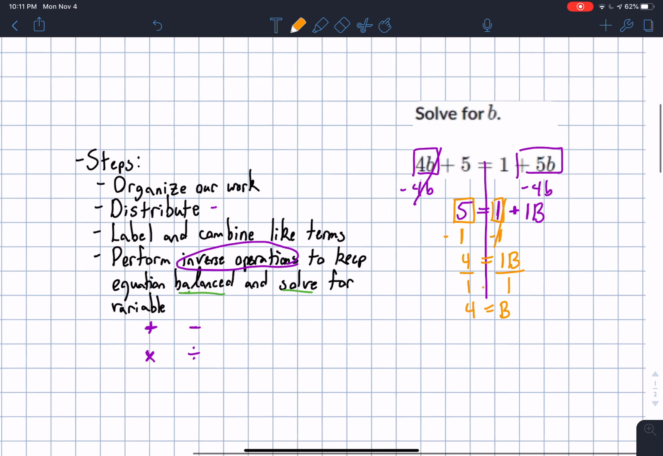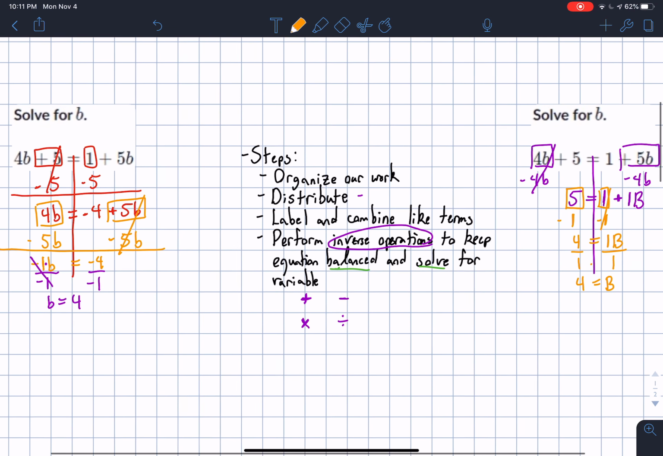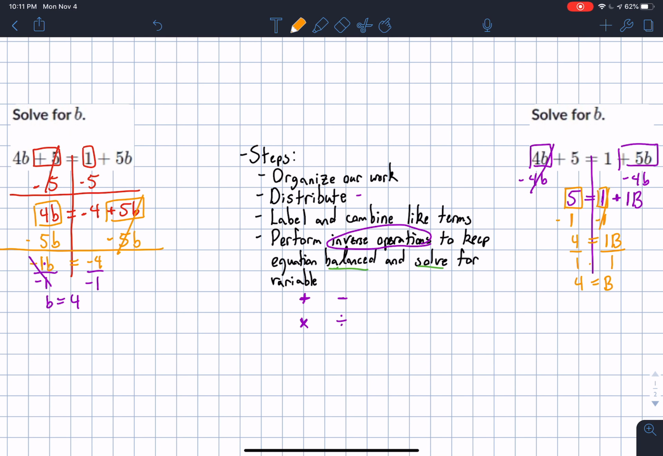So you can see, no matter which you decide to deal with, either variables or your constants, you can end up with the same answer. So remember your steps: organize your work, distribute if you need to, probably not, label and combine like terms, and then perform those inverse operations to keep the equation balanced and solve for the variable.